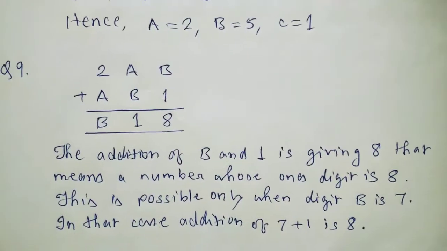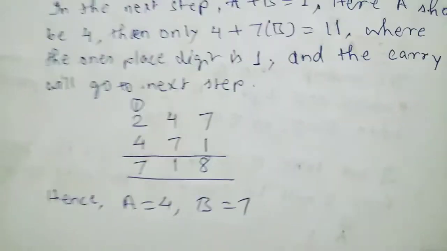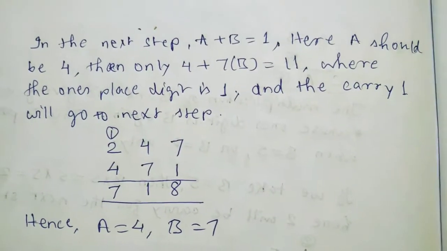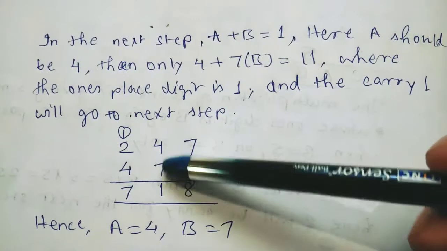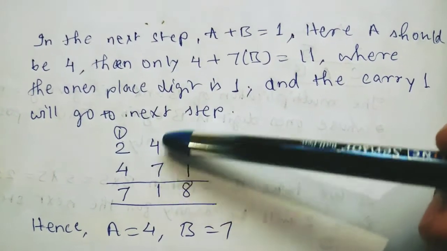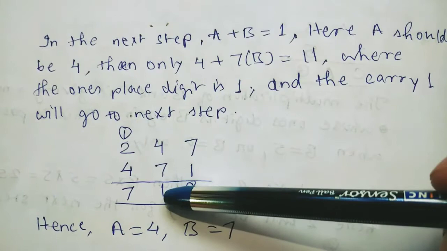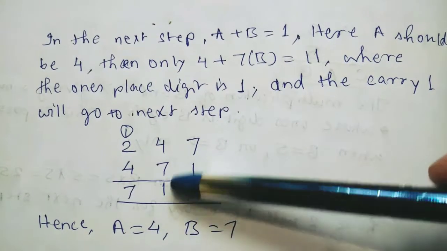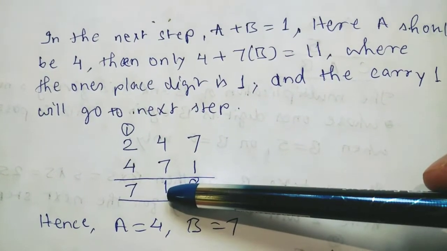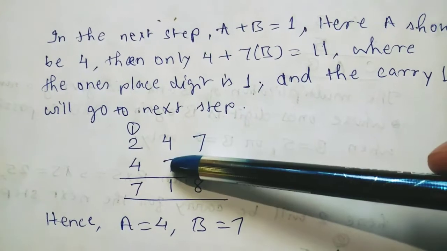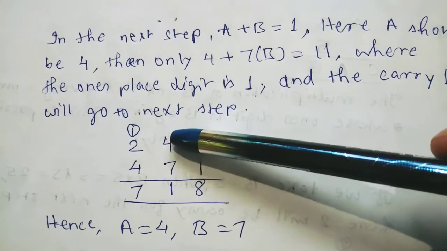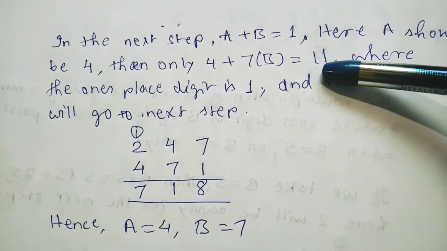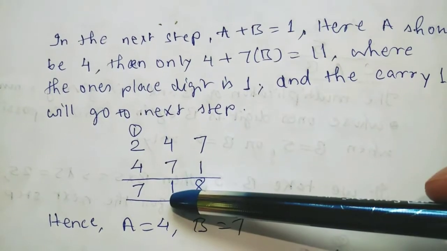Okay. So let's go next. So in the next step, A plus B plus 1 giving C. Here B's value we have given 7, and A value will be what now? Because here ones place is 1. So here A should be 4. Then only 4 plus 7 will be 11. Then only we'll get 1 in the ones place here. Because 7 we already got B value. So we'll put here 4. When we add 4 plus 7, then we'll get 11. That means the ones place we'll get 1.